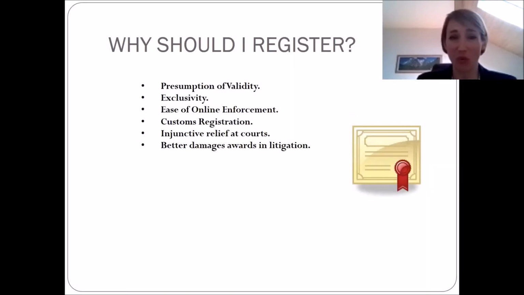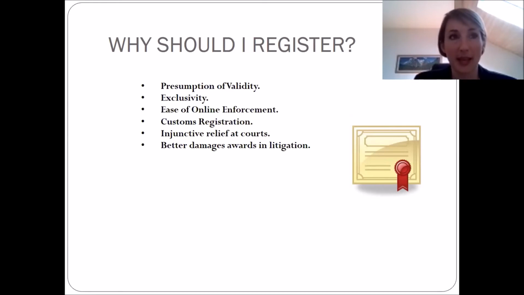All right, so speaking of why should I register: presumption of validity. Somebody has to try to prove that you are not the owner of the mark. Exclusivity gives you exclusive rights to that use of that mark in whatever jurisdiction you registered it in. Ease of online enforcement. I mean, you could have Facebook take something down in a matter of hours if you have a registration in place. You can use it as a registration with customs to be able to enforce your rights and monitor infringing or gray market goods.